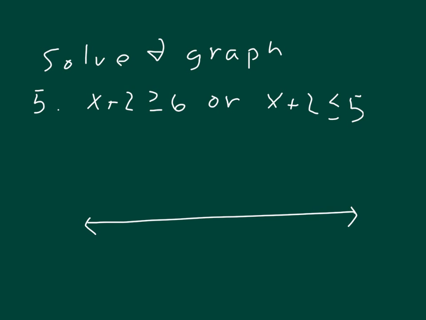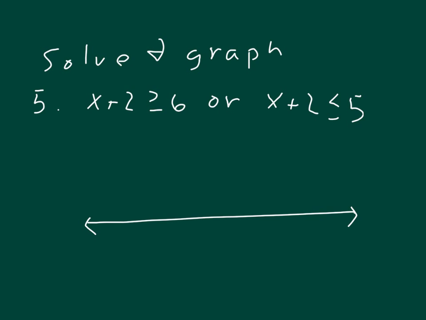When you look at number 5 and 6, they have different directions. It's a solve and graph. Solve each compound inequality and graph your solutions. So we have x plus 2 is greater than or equal to 6, or x plus 2 is less than or equal to 5. This looks a lot like number 3, and one of the test-taking strategies is to look for problems on the test that are like ones that you've already done.